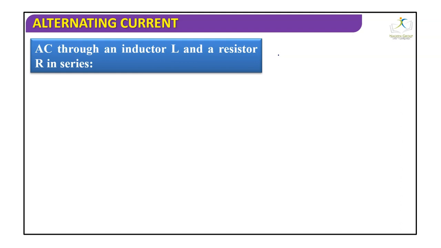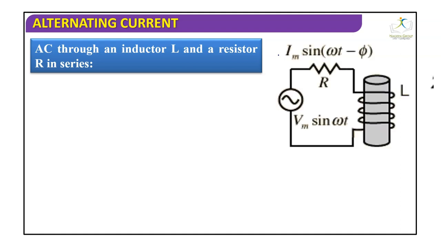Now AC through an inductor L and a resistor R in series. This is the circuit diagram. As you can see over there, students, a resistance R is present, and this is the symbolization of the alternating current, AC.